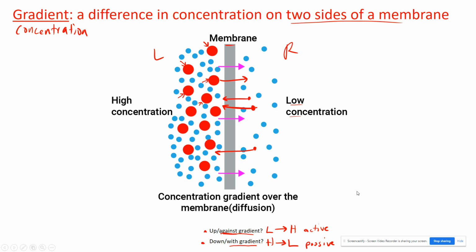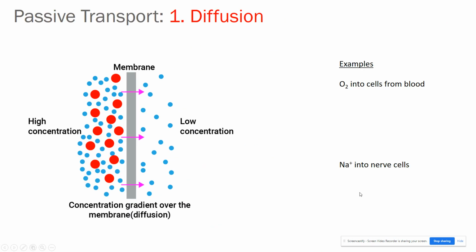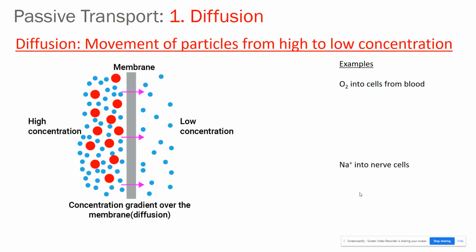Okay, so let's look at our first one here, passive transport. Number one is diffusion, and I know we already went over this, so let's just write a definition. Diffusion would be the movement of these sugar molecules from high to low concentration. I explained that on the last slide already, so I'm not going to do that again. But remember, this is with the gradient. Diffusion is with the gradient, no energy. So let's maybe draw a couple examples.